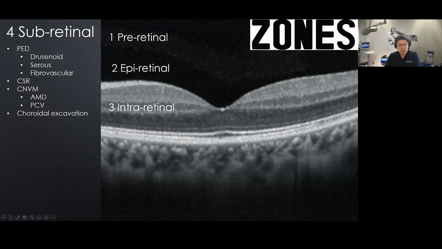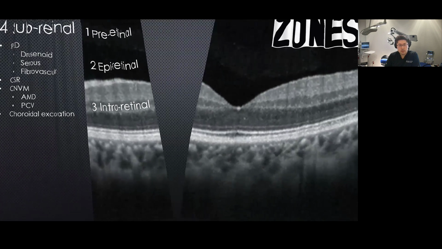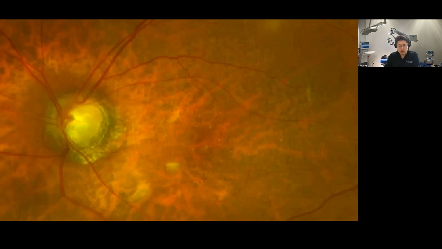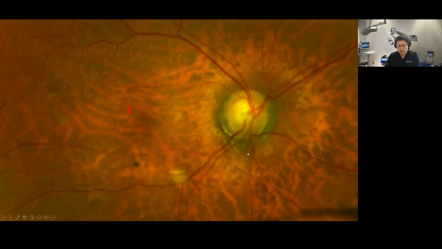So let's move on to the subretinal space, and we'll start with a case instead of going over the different images. A 75-year-old Caucasian female referred for dry macular degeneration in both eyes. She's otherwise healthy, on high blood pressure medication. Vision is 20/30. She's not so much disturbed by her vision, but our colleague noticed these yellow flecks over her macula. Similarly, on the right eye, you also get these yellow flecks.